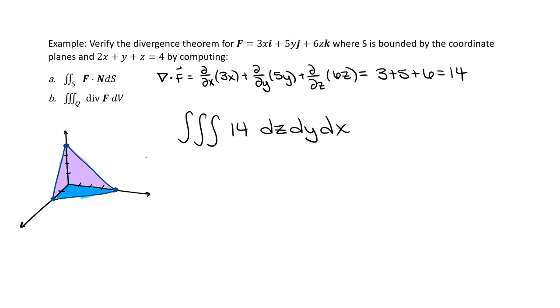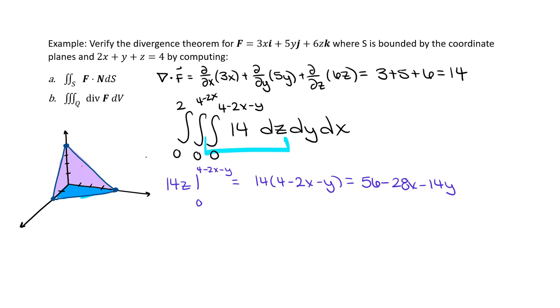So I think I'll do the z's first. In this region, the z values always start at 0, and they stop at that plane. So they start at 0, and they stop at the plane z equals 4 minus 2x minus y. And then to get the y's and the x's, I'm going to think about the projection of this plane in the xy plane. So I'm looking at that blue little triangle. The y's are going to go from 0 to y equals 4 minus 2x, and the x's go from 0 to 2.